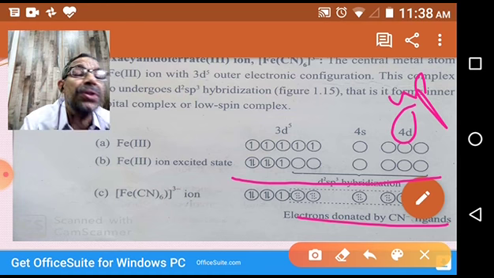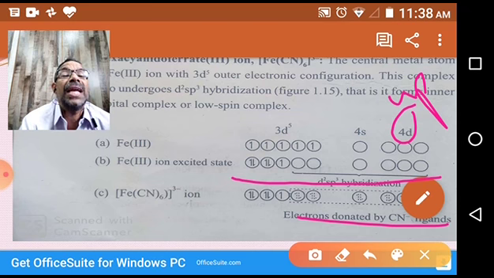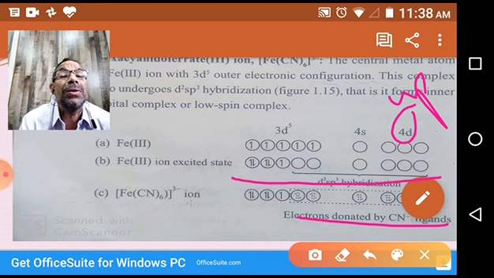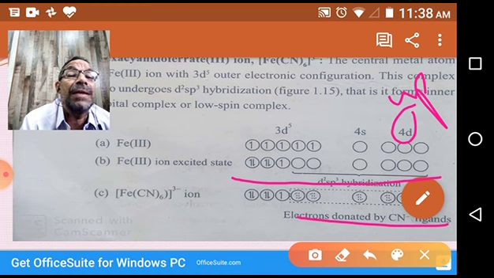Due to this hybridization, this complex exhibits octahedral shape. It is an inner orbital complex. It is diamagnetic in nature. Why? Experimentally, it is proved that it is diamagnetic. Theoretically, you can also explain this diamagnetic nature.